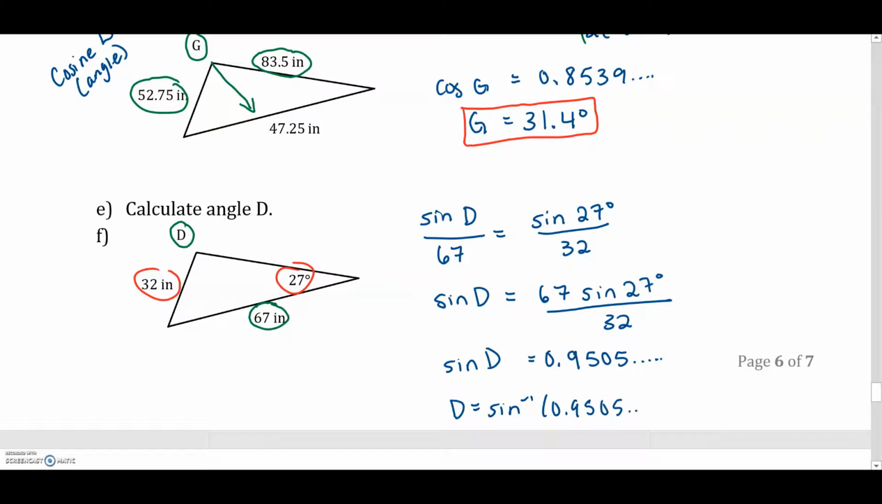Make sure you leave that number saved in your calculator so you can reuse it again. And we find that angle D is equal to 71.9 degrees.